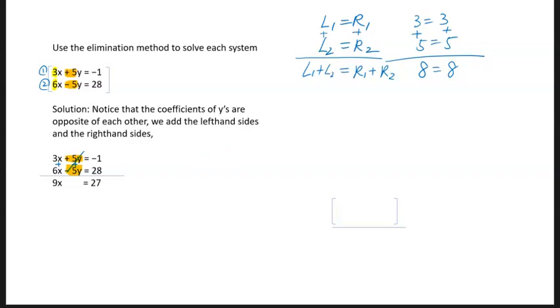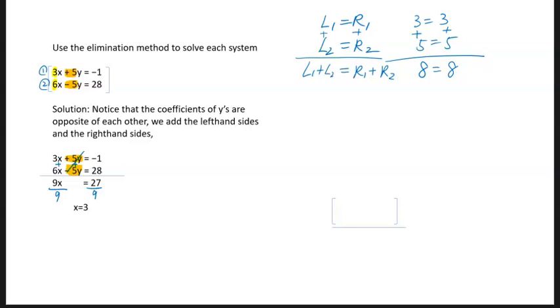With this elimination method, after we add them, we successfully eliminated the y's. The y's disappear. We end up with an equation with only x. Now I can get x by itself by dividing both sides by 9, and so we got the answer for x.